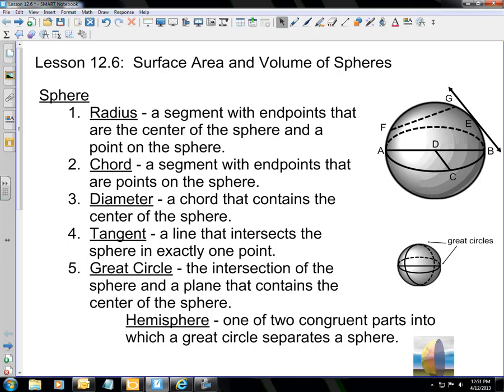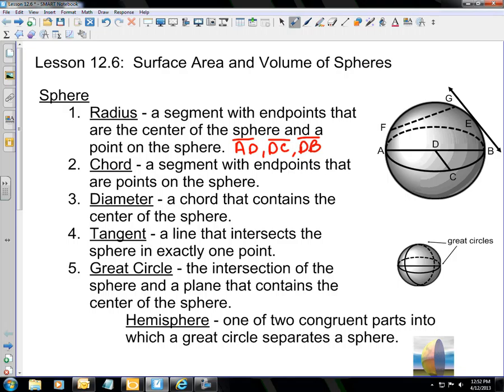So, what would some of the radii be? You got your AD. AD would be one of them. I heard DC. Yep. And there's one more. DB. Okay? A chord is a segment with endpoints that are on the sphere.